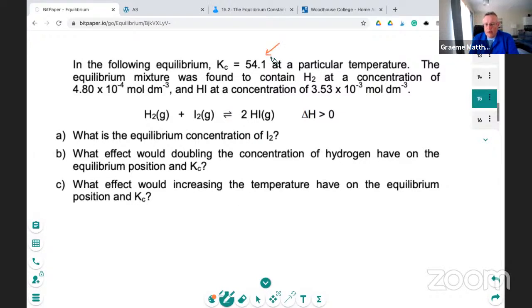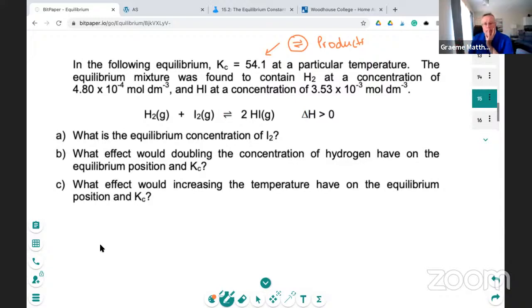So you're thinking 54.1, is that larger than 1? Yes, it is. And so I'm going to annotate this and say my equilibrium position then favors products. Has to be. Why? Because Kc is larger than 1. So the equilibrium position must be favoring the products, because otherwise Kc would not be larger than 1. The products on the top, the numerator, must be larger than the reactants, the denominator on the bottom.